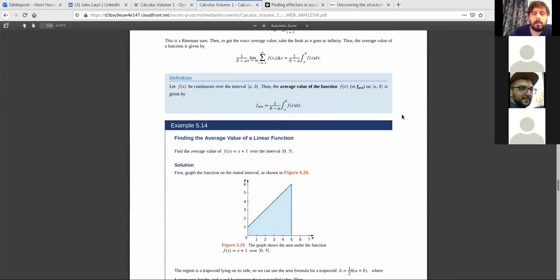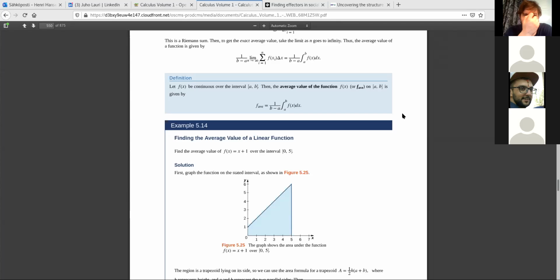Really, you can generalize the concept of average. I don't really like this idea of the average value of the function, but we can define the average value of a function on an interval as the integral over that region divided by the width of that region.